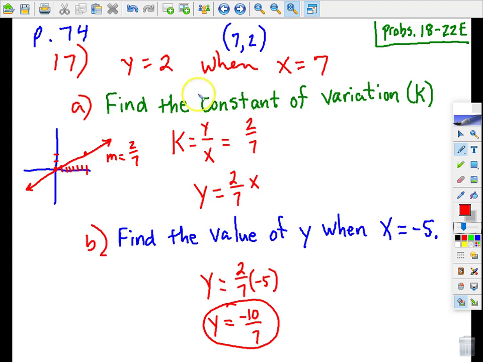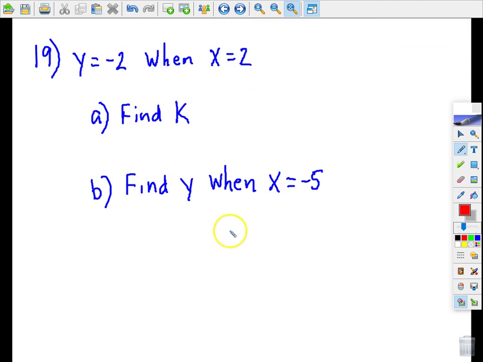All right, so let's try another one of those. This time we're given the ordered pair 2, -2, and we're asked to find k. Well, there's a couple of ways you can go about this. Remember, you always find k by doing y divided by x. And in this case, -2 over 2 is -1.